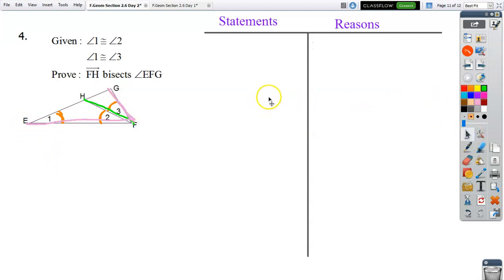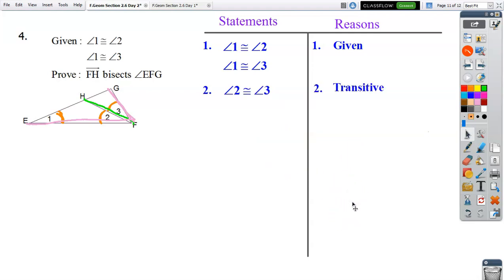So, again, first things first, let's write down our givens. Our givens are that angle 1 is congruent to angle 2, and that angle 1 is congruent to angle 3. Given. Next is saying angle 2 is congruent to angle 3 by the transitive property. If they're both congruent to angle 1, then they are congruent to each other.